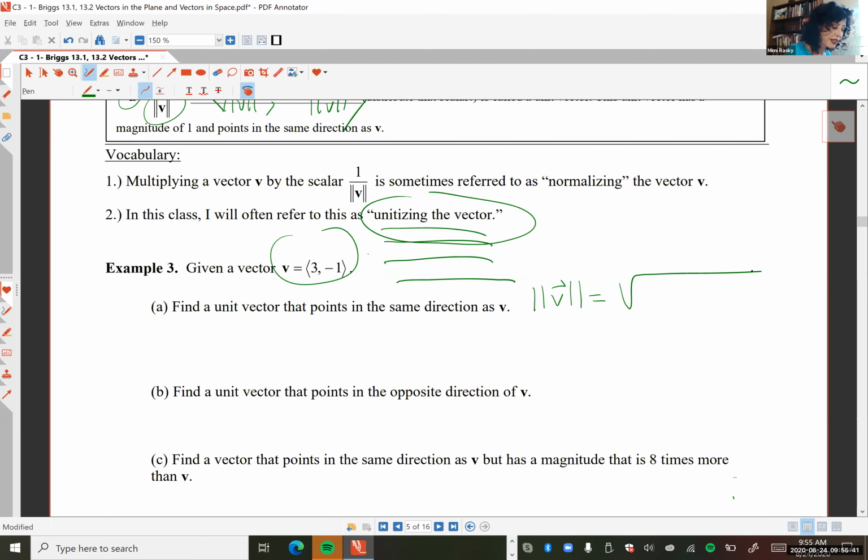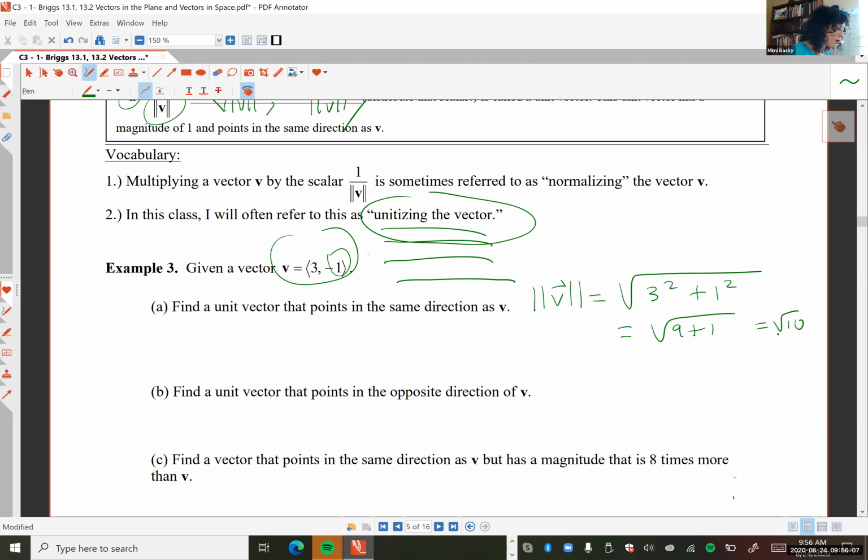Using the formula, it's the square root of the sum of the squares of the components. And I know that this component is a -1, and technically I should do -1 squared, but you know that I know, and I know that you know, that 1 squared and -1 squared give the same result, right? So square root of 10 is the magnitude or length.